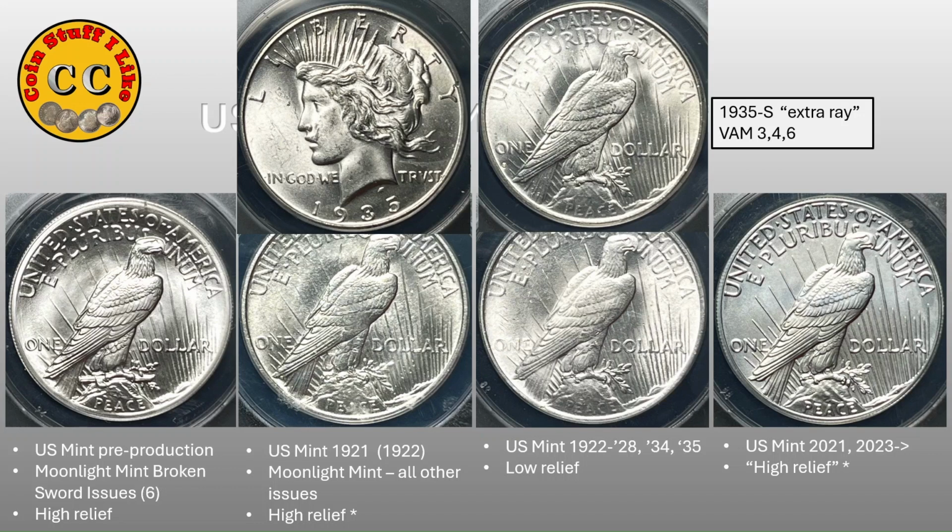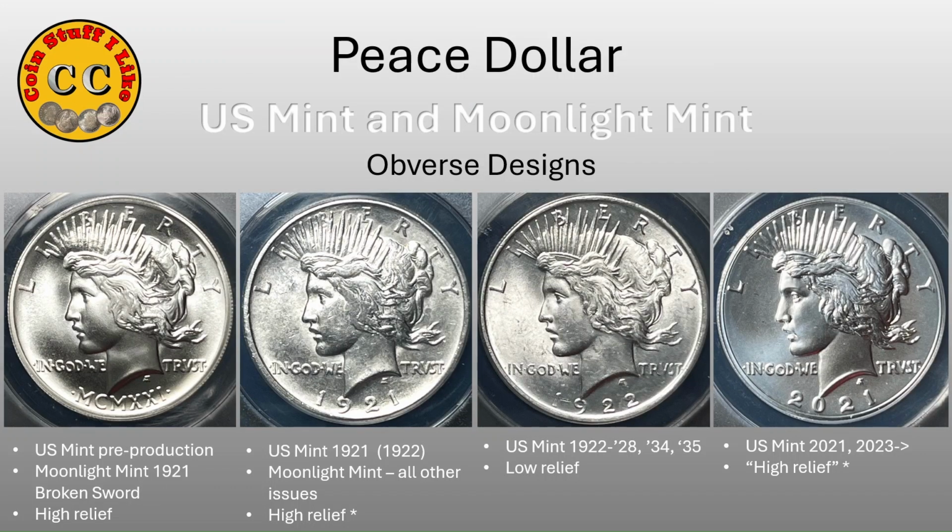But basically, you can look at your reverse and tell that it's low relief if it's 22 through 35, with the exception of this 1935S, the 3 dies that produce these extra rays. Thank you, San Francisco Mint, for that confusion. So that aside, let's get to the obverse designs.